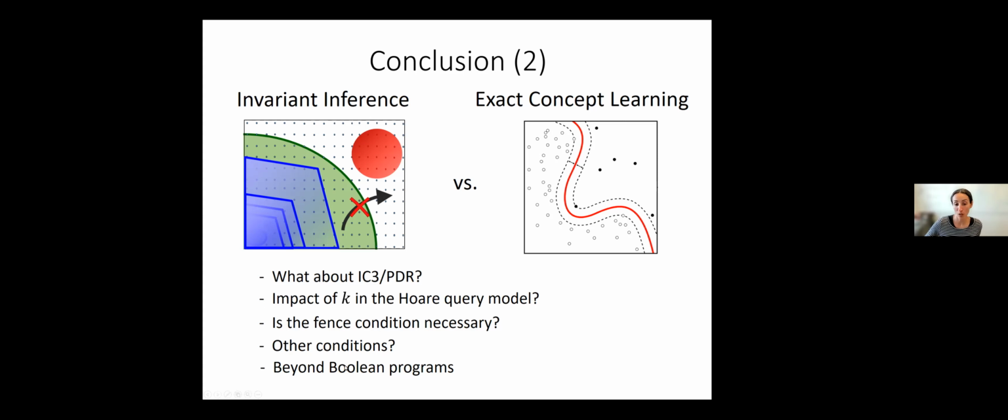And then, of course, it's also very interesting to see if we can take any of these ideas and apply them beyond Boolean programs, finite-state programs, if we can think about transition systems that are modeled using first-order logic and so on. So that's it. Thank you.